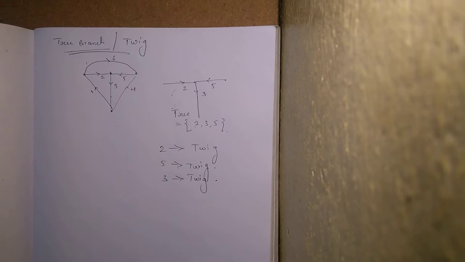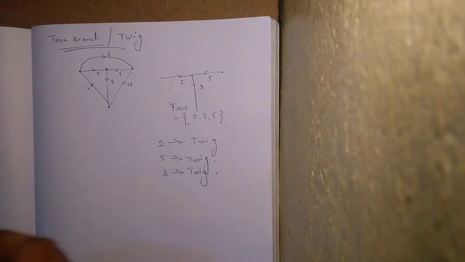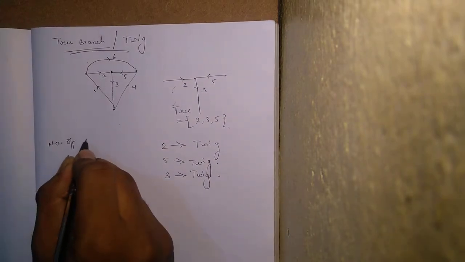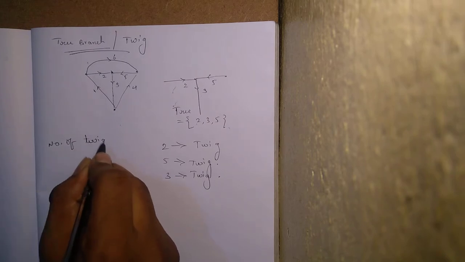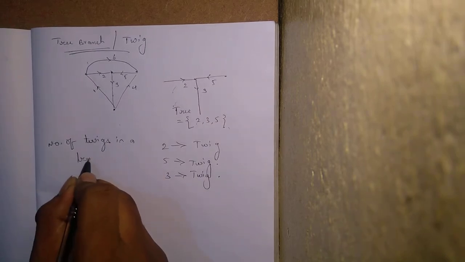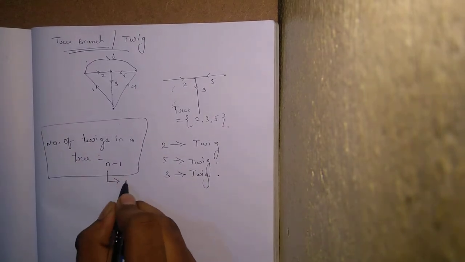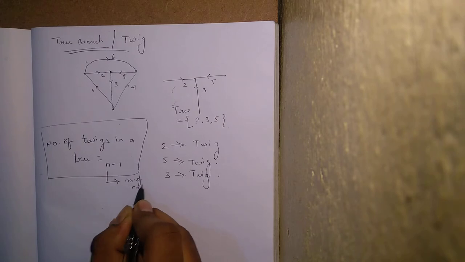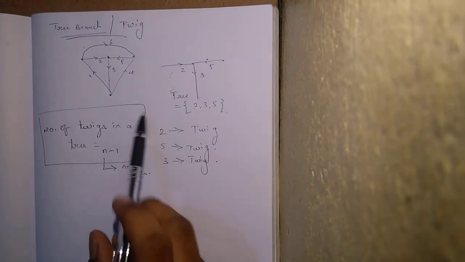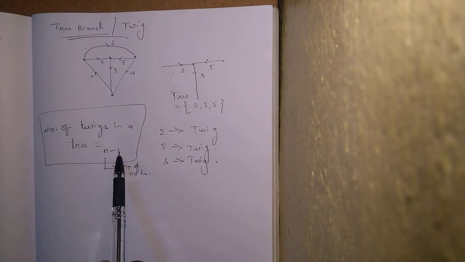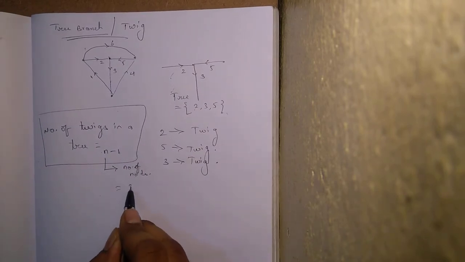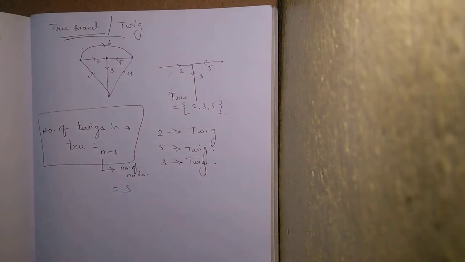See, we got expressions for how many trees and how many co-trees, right? So how many tree branches or how many twigs can we find in one tree? We even have an expression for this. So number of twigs in a tree is equal to n minus 1, where n is always your number of nodes. So see, number of nodes are 1 2 3 4, right? 4 minus 1 is 3. So number of twigs you can find in one tree is 3.